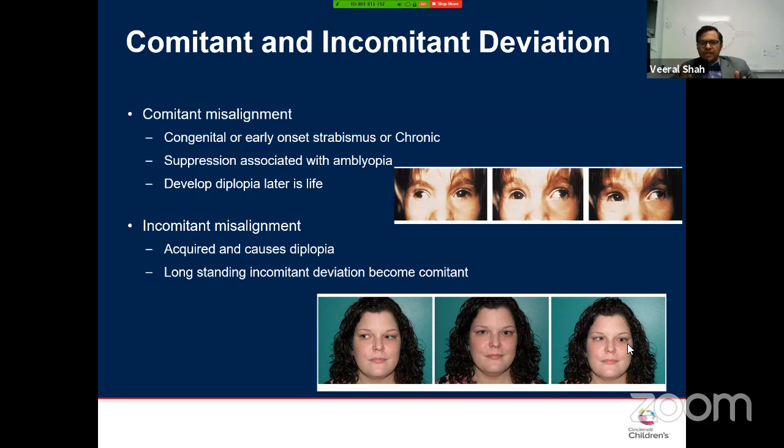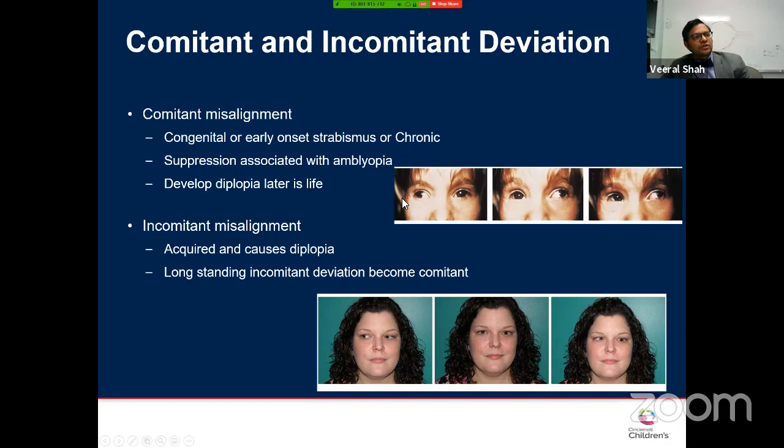So the deviation is changing dependent on the gaze, okay? And that usually occurs in an acquired or an acute setting for double vision. On the contrary, this patient, you can already see, has a large exotropia here. This eye is shifted out, the left eye.